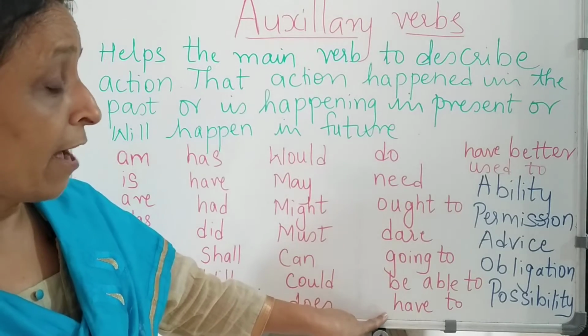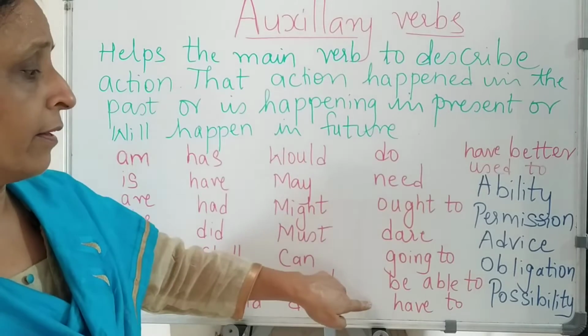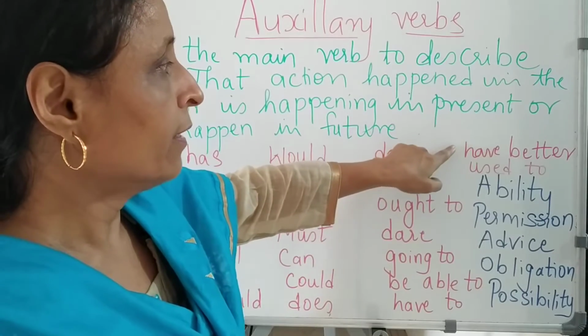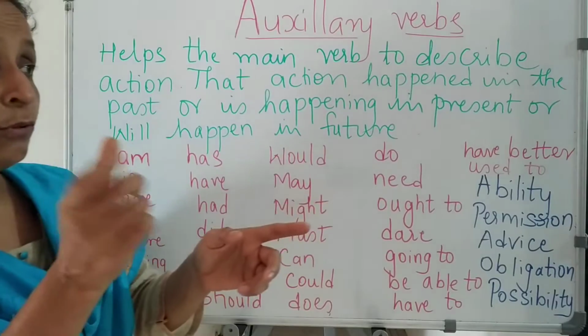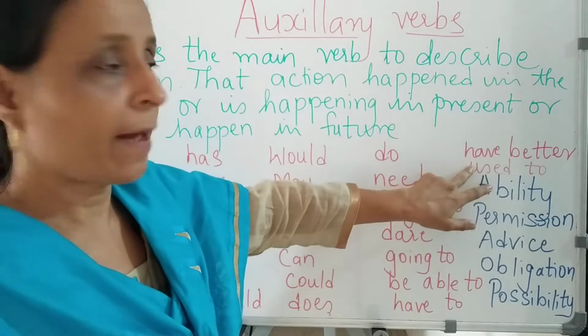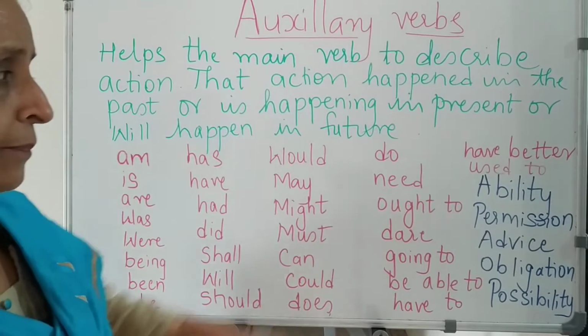She has to do it. They have to do it. They will come. Not a single person, but they have to do it. They had better do it. She used to do it. Used to again is the auxiliary verb which shows past habit. Dare is also an auxiliary verb.